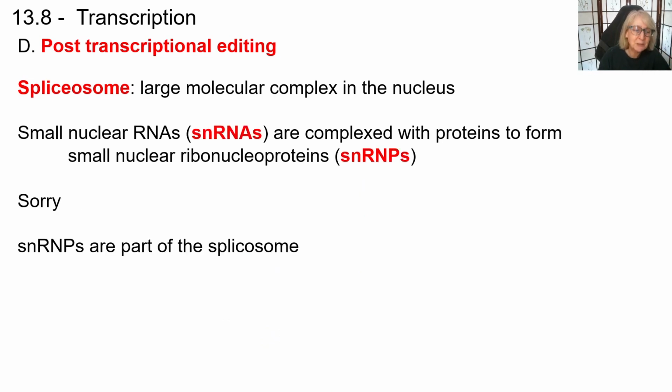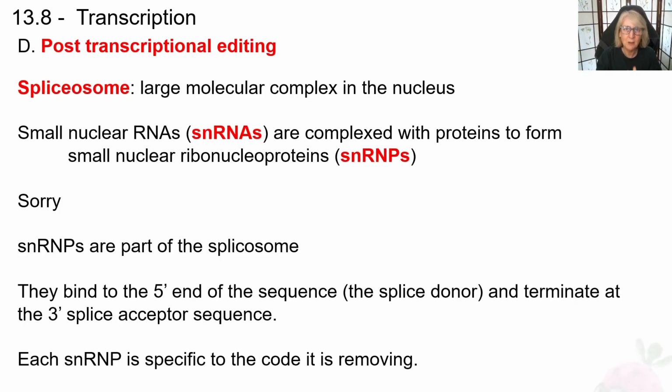Snurps are part of the spliceosome, and this is super fascinating to me. The idea that inside of every single one of your nuclear envelopes, depending on what kind of protein that thing is supposed to make, it has a series of snurps that are appropriate only for the proteins that your cell is actually making. They bind to the 5' end of the sequence, so the donor of the splice, and terminate at the splicing acceptor sequence. And they literally fold around it and snip it based on the code in the transcript.